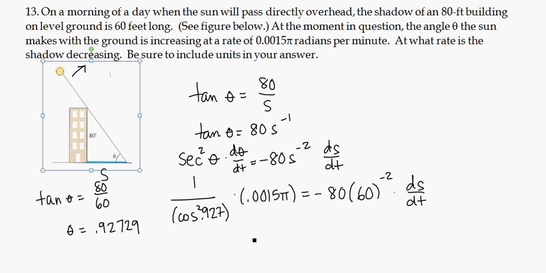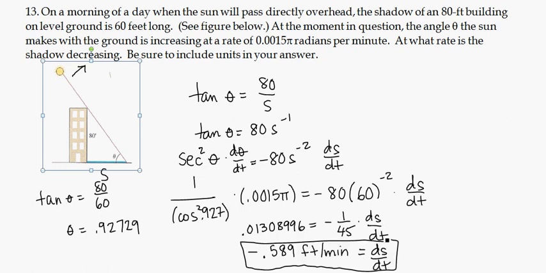So when we simplify both sides of the equation, you can see what we get here, and now we solve for ds dt by multiplying both sides by negative 45. And we get negative 0.589 feet per minute. It should make sense that this shadow length is decreasing since the angle is increasing.